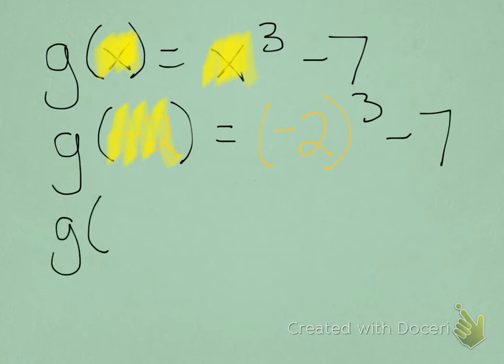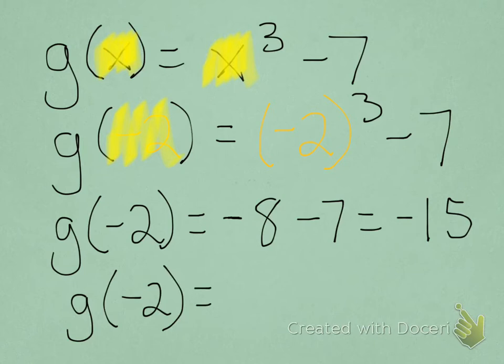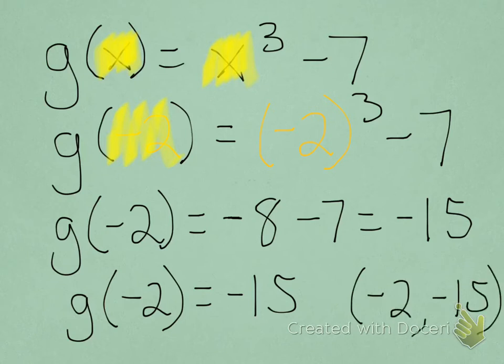And evaluating that, I know that negative 2 to the third power is negative 2 times negative 2 times negative 2. 2 times 2 is 4. 4 times 2 is 8. And then a negative times another negative times another negative is going to end up with a negative 8. And then minus 7. Negative 8 minus 7, they're both negative, so add them, equals negative 15. So the value of this function when x is negative 2 is negative 15. Or in other words, when x is negative 2, the y-coordinate is negative 15.